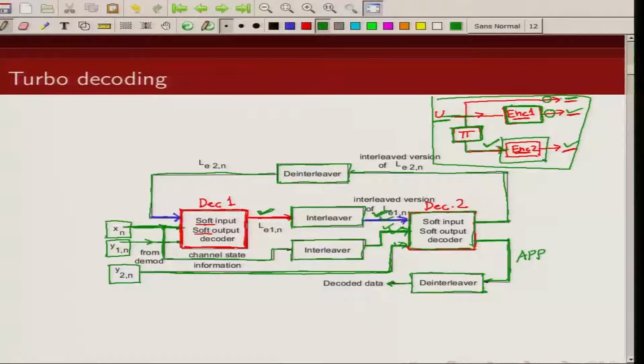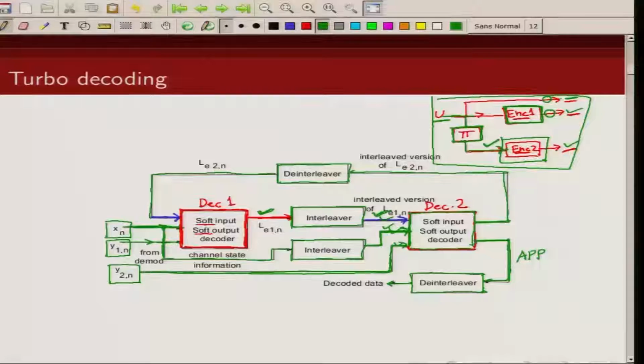Encoder 2 receives some information from the channel and it receives some information from encoder 1. Using this, it tries to form some opinion about the information bits, which it passes on to decoder 1, and then decoder 1 uses that information. So one iteration is when decoder 1 has finished decoding and decoder 2 has also finished decoding. So that's one full iteration.